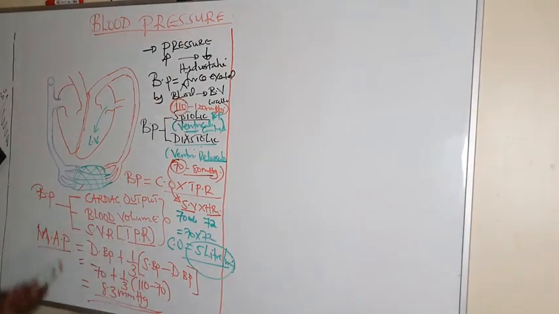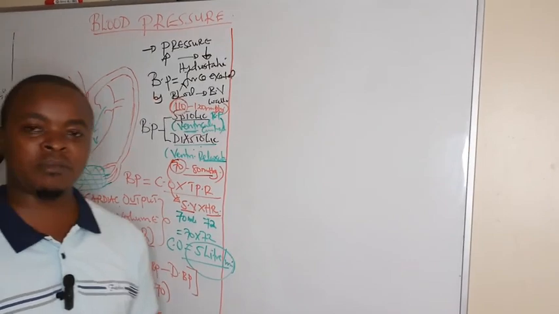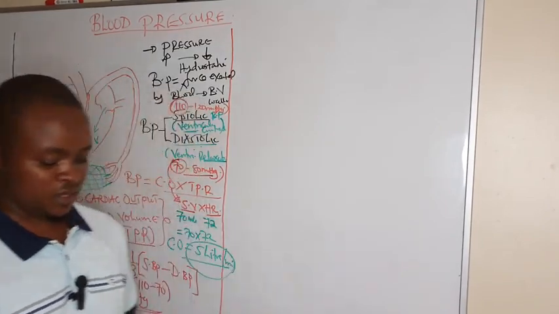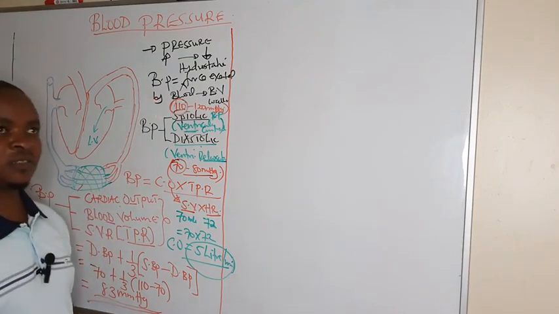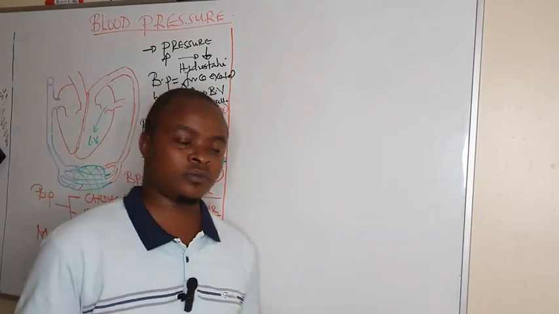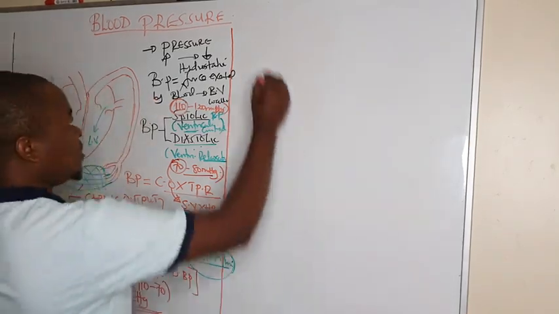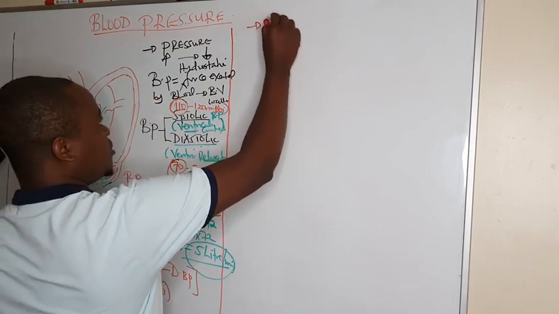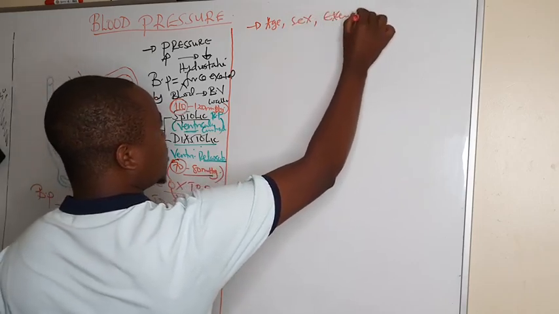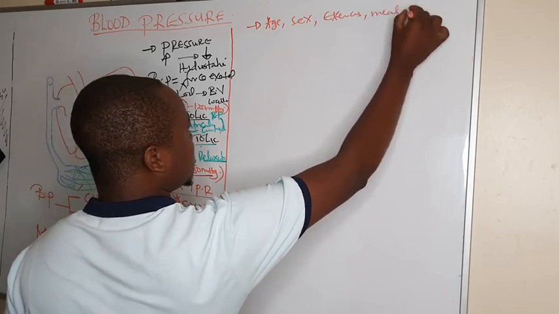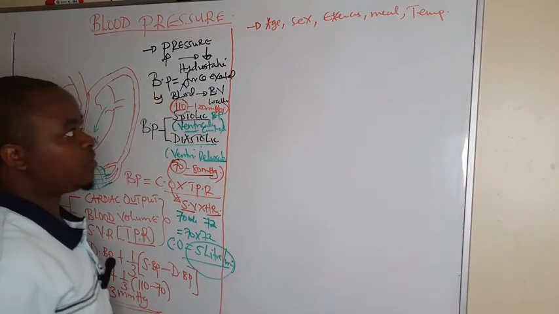Then we shall also see the pulse rate, which is also determined during blood pressure determination. So let us look at the factors which affect blood pressure in an individual. With the exception of the environmental and pathological factors, the factors can be age, sex, exercise, meals, after meals, and temperature. All these can affect the pressure.